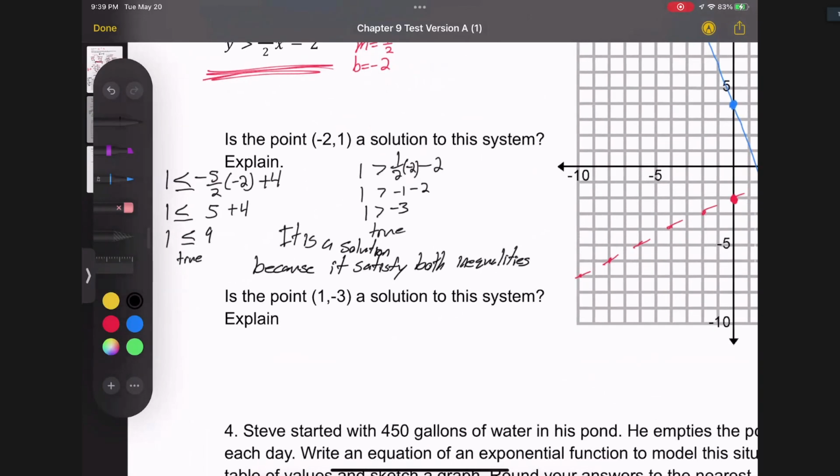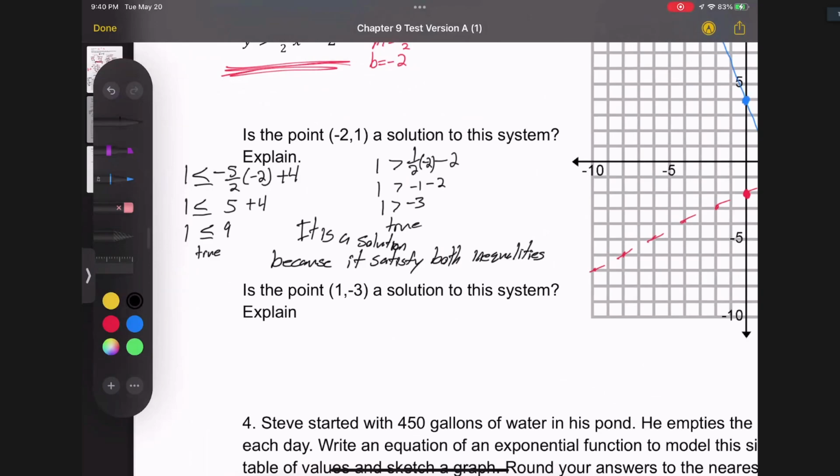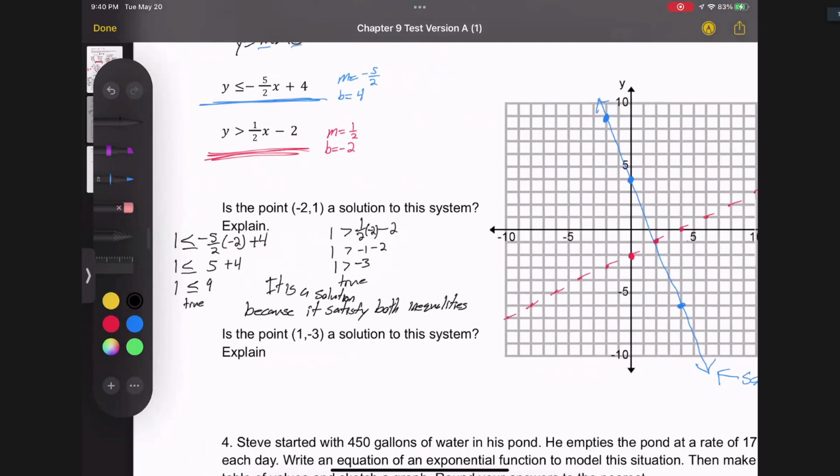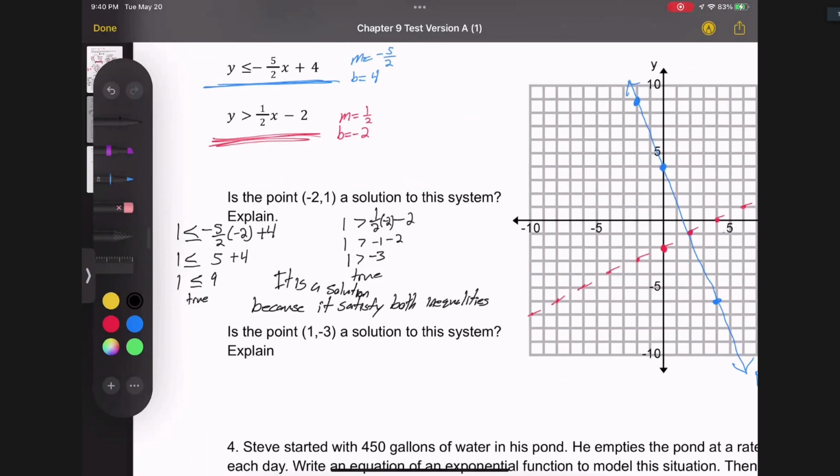Now we're going to have 1, -3, sorry. Again, same idea. Plug it into both inequalities. Both inequalities need to be true in order for it to be a solution. If one of them is not true, then that means it is not a solution for the actual system of linear inequalities. If it just satisfies one and not the other, that means it is not a solution. If they're both not true, then it's definitely not a solution for either one.